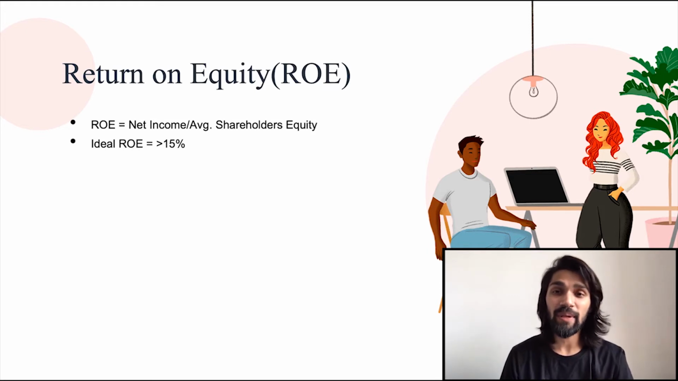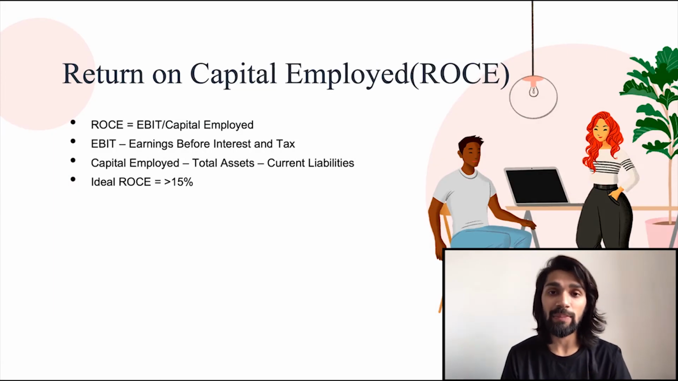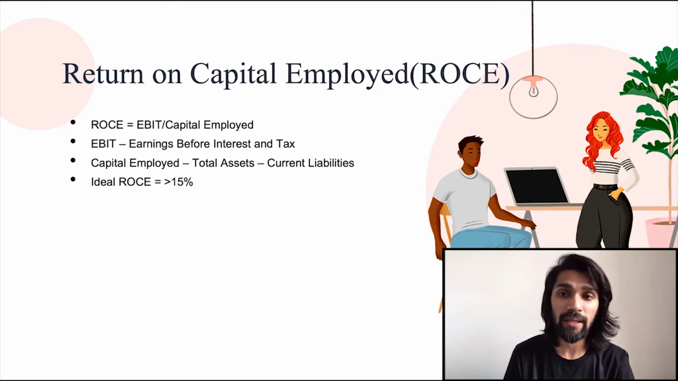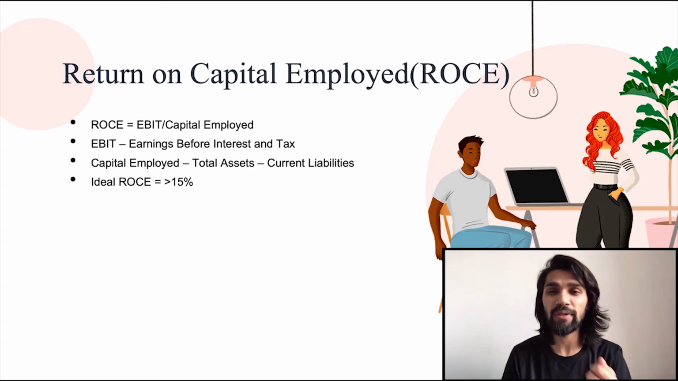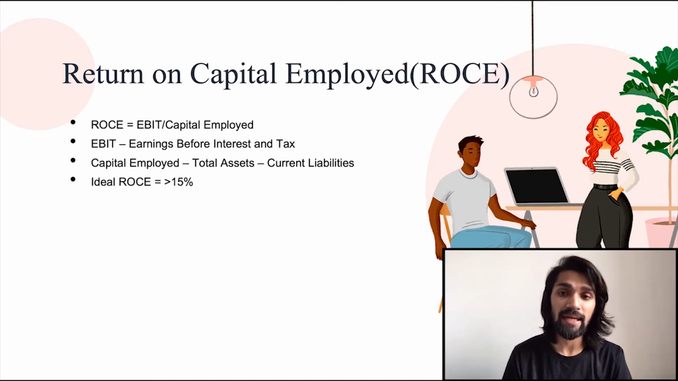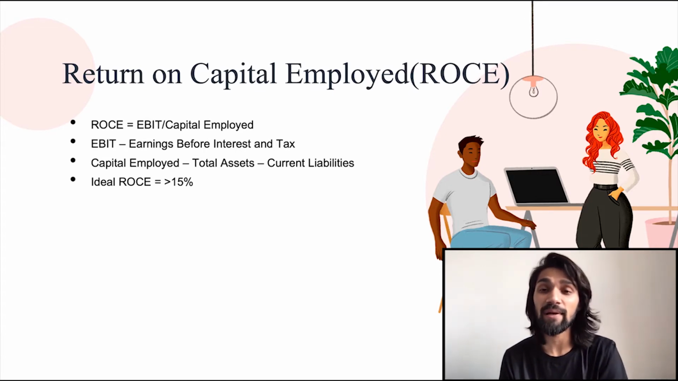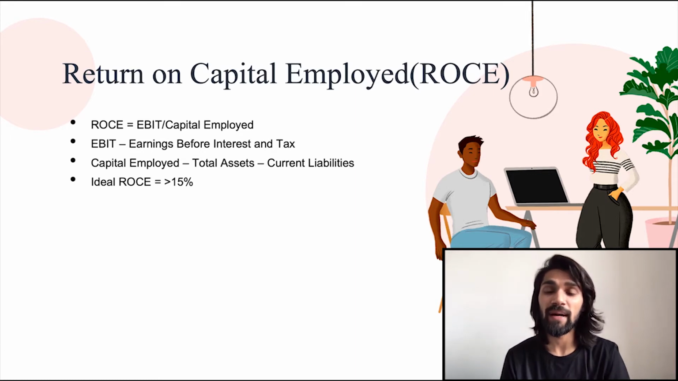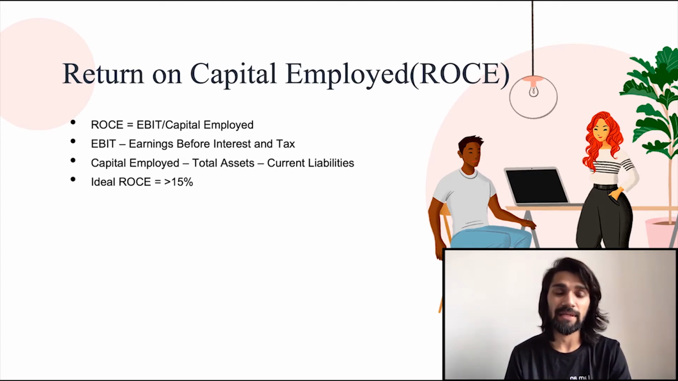The next ratio that we are going to talk about is return on capital employed, or ROCE. ROCE is given by the formula EBIT by capital employed, where capital employed is equal to total assets minus current liabilities. Again, you do not have to calculate ROCE by taking out these numbers. You will get this value somewhere on the internet, and I'll show you as an example by the end of this video. Ideal ROCE would also be more than or equal to 15%.